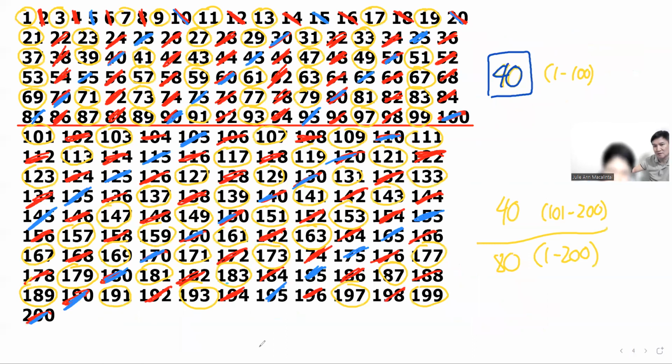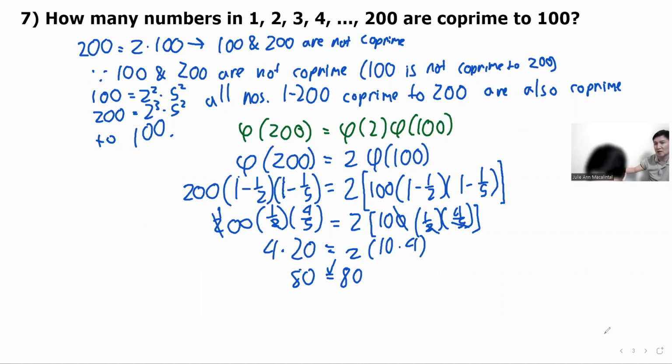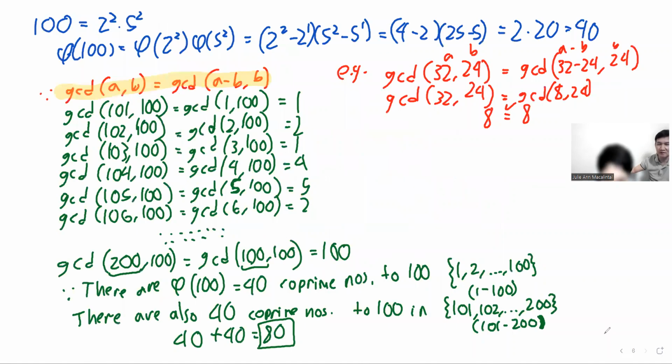A side note here: phi is multiplicative, so phi of 200 will be phi of 2 times phi of 100. So it will just become 2 times 40, which is 80. And last but not least, can you turn to the next page?